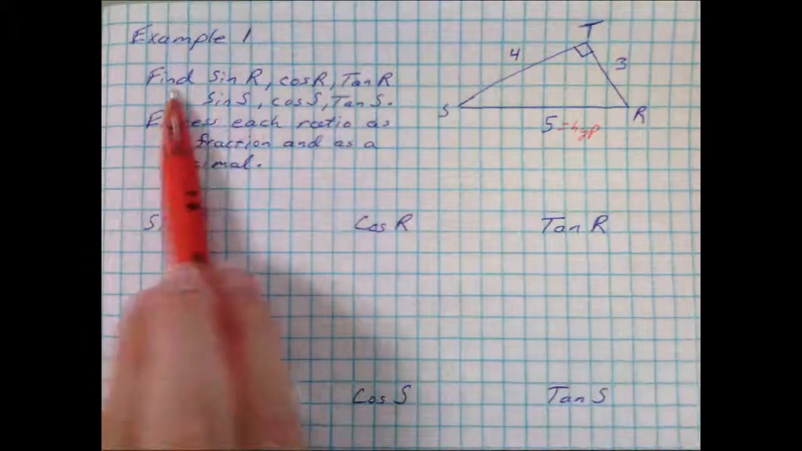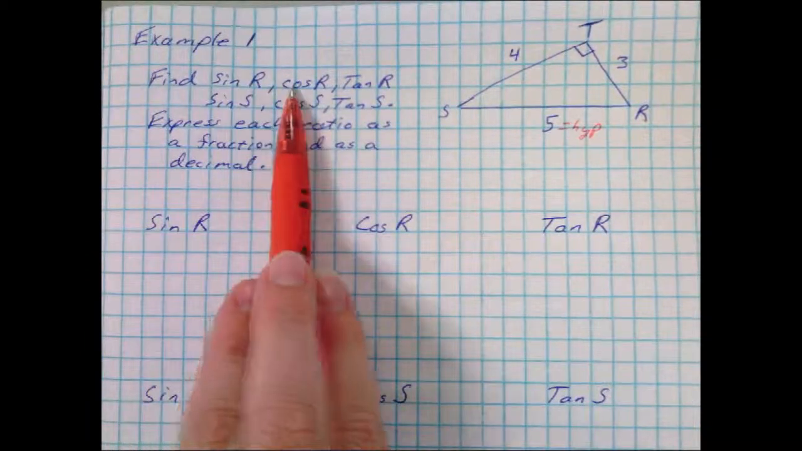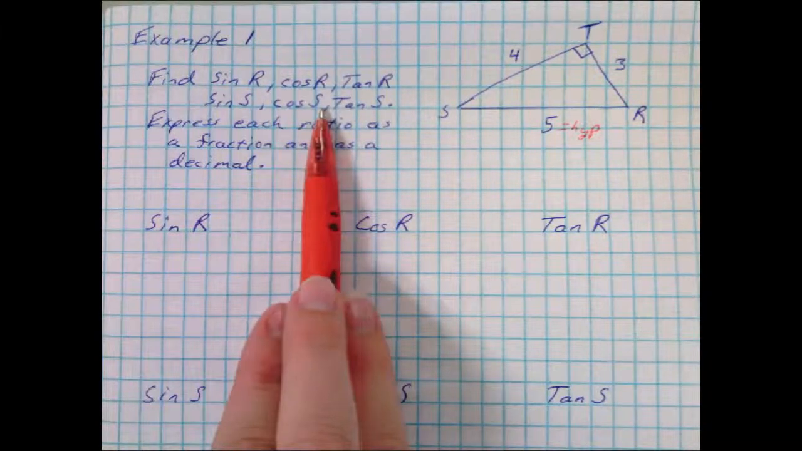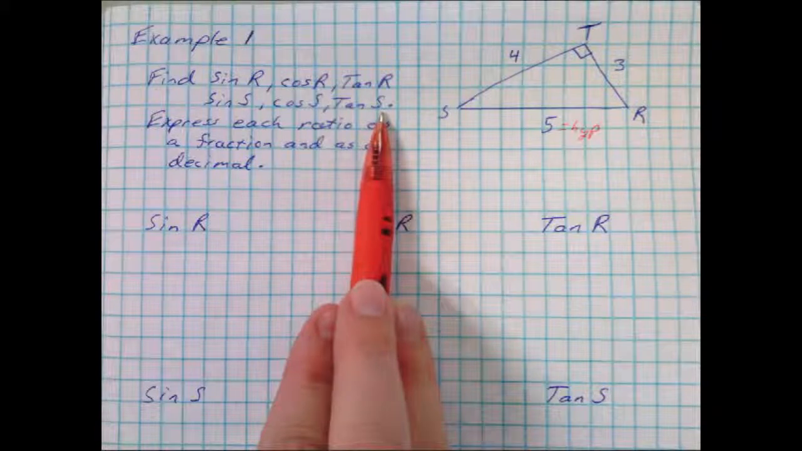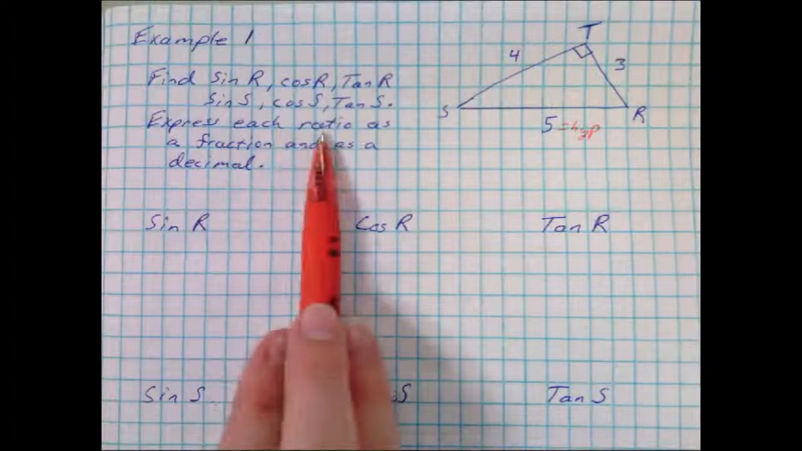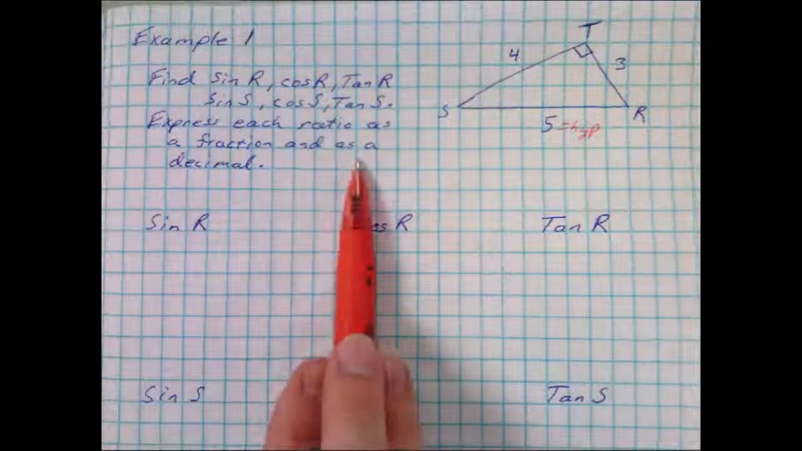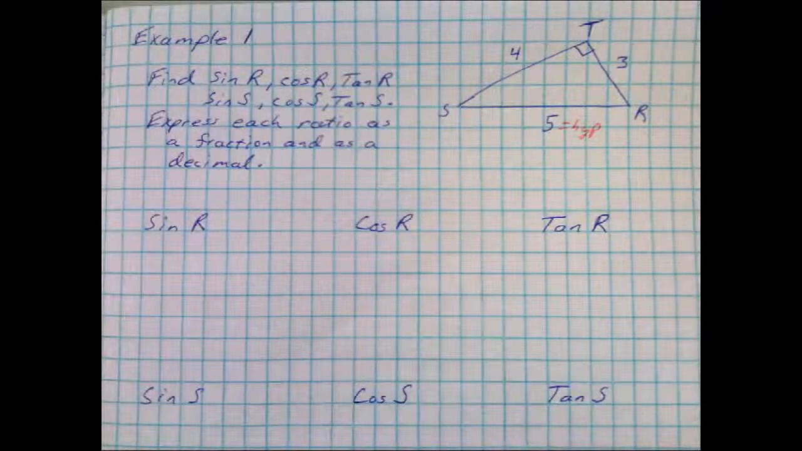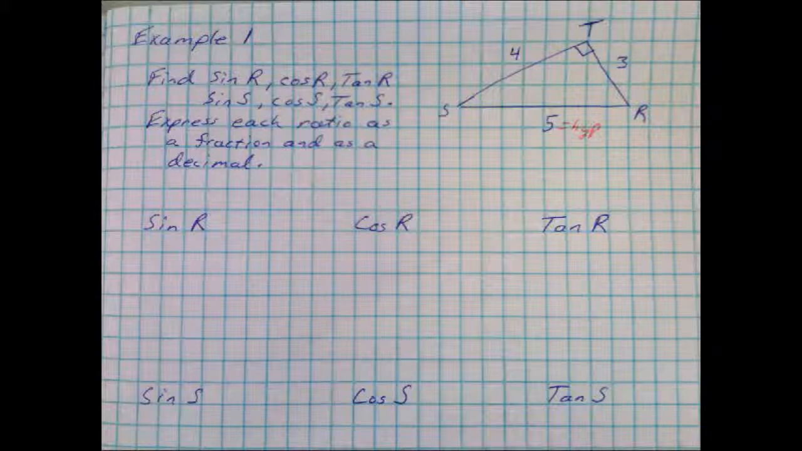Alright, so we're going to be finding sine of R, cosine of R, tangent of R, sine of S, cosine of S, and tangent of S. And for each one of these, we're going to express the ratio as a fraction and as a decimal. Okay, so let's go ahead and get started with that.